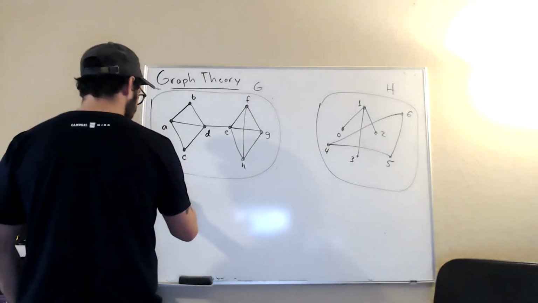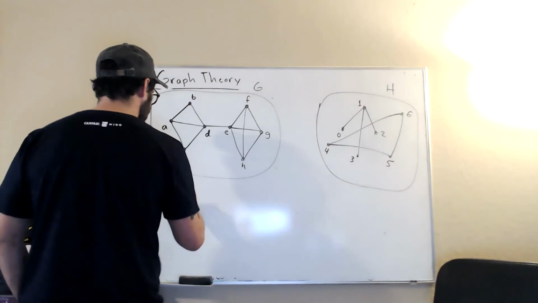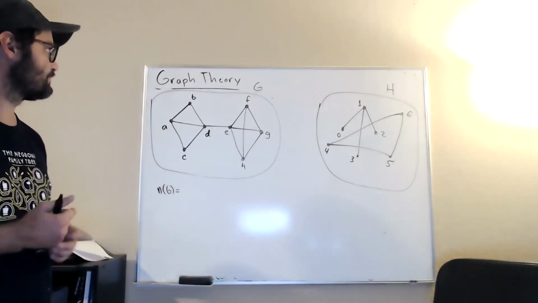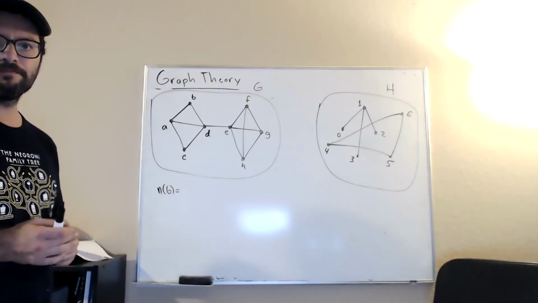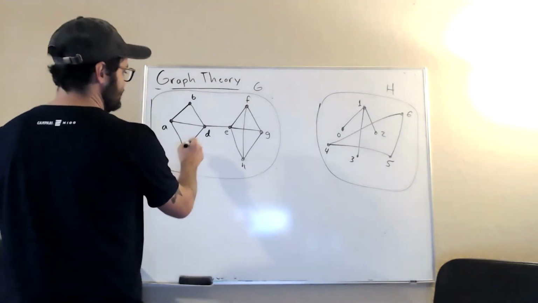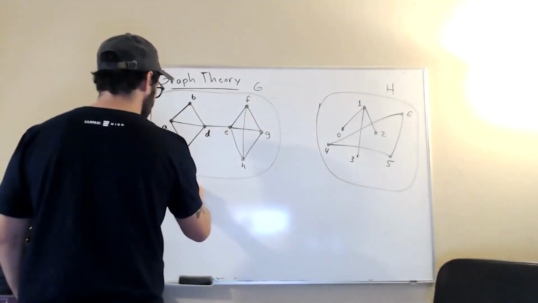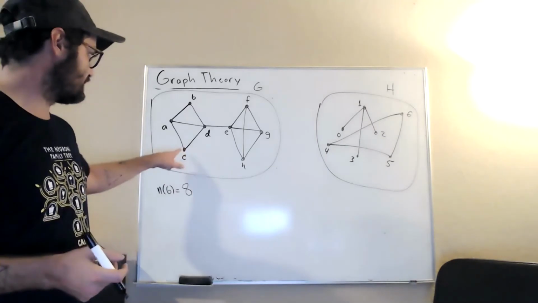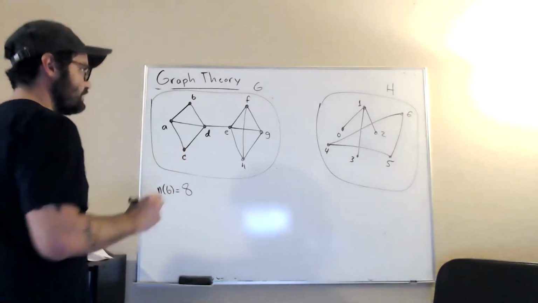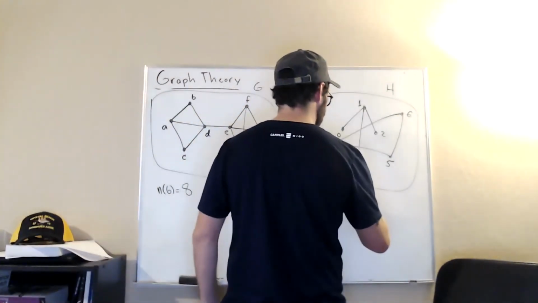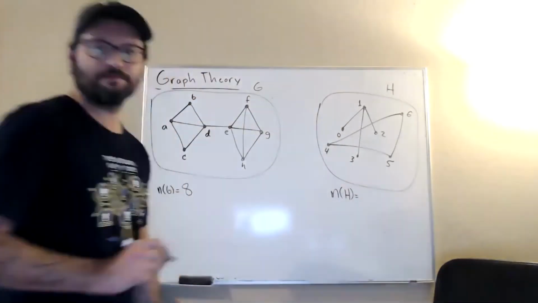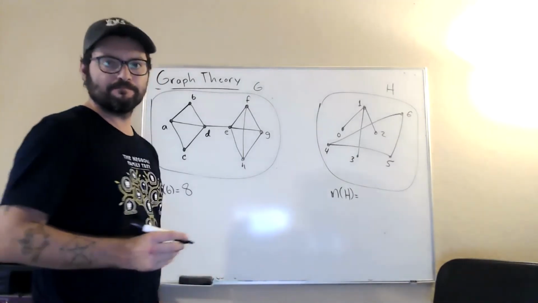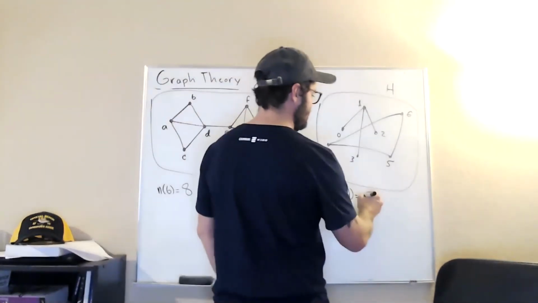What is the order of G? You can answer in the chat, or you can say out loud. We have 8 vertices: 1, 2, 3, 4, 5, 6, 7, 8. By the way, the plural is vertices, the singular is vertex. If you say vertex C, it's not vertice C, it's vertex C. What is the order of H? It's just the number of vertices, so it'll be 7.